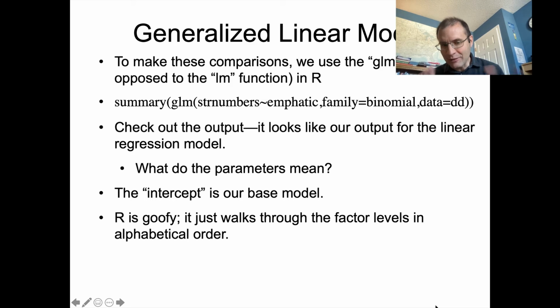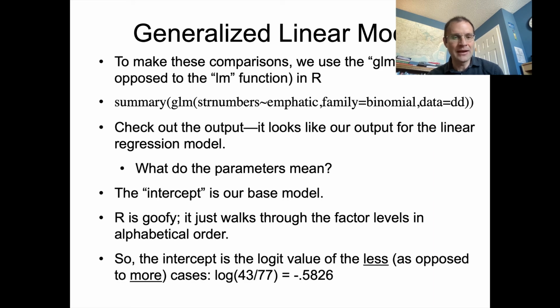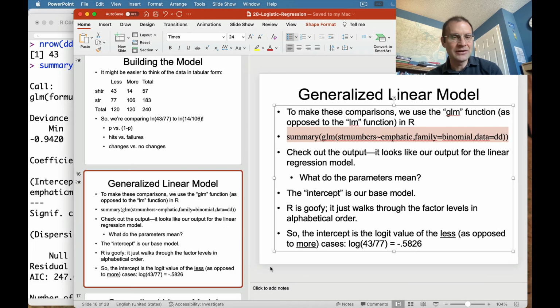And I'll point out, I think I pointed this out before, but it's worth repeating, that R is goofy. It just walks through the factor levels in alphabetical order. So remember our independent factor here is emphatic, which has two different levels. It has less and more. So guess what? Less comes before more in the alphabet. So less is the default value for that variable, and it just compares the more numbers to that. So the intercept is the logit value of the less as opposed to the more cases. And that means it's the log of 43 divided by 77.